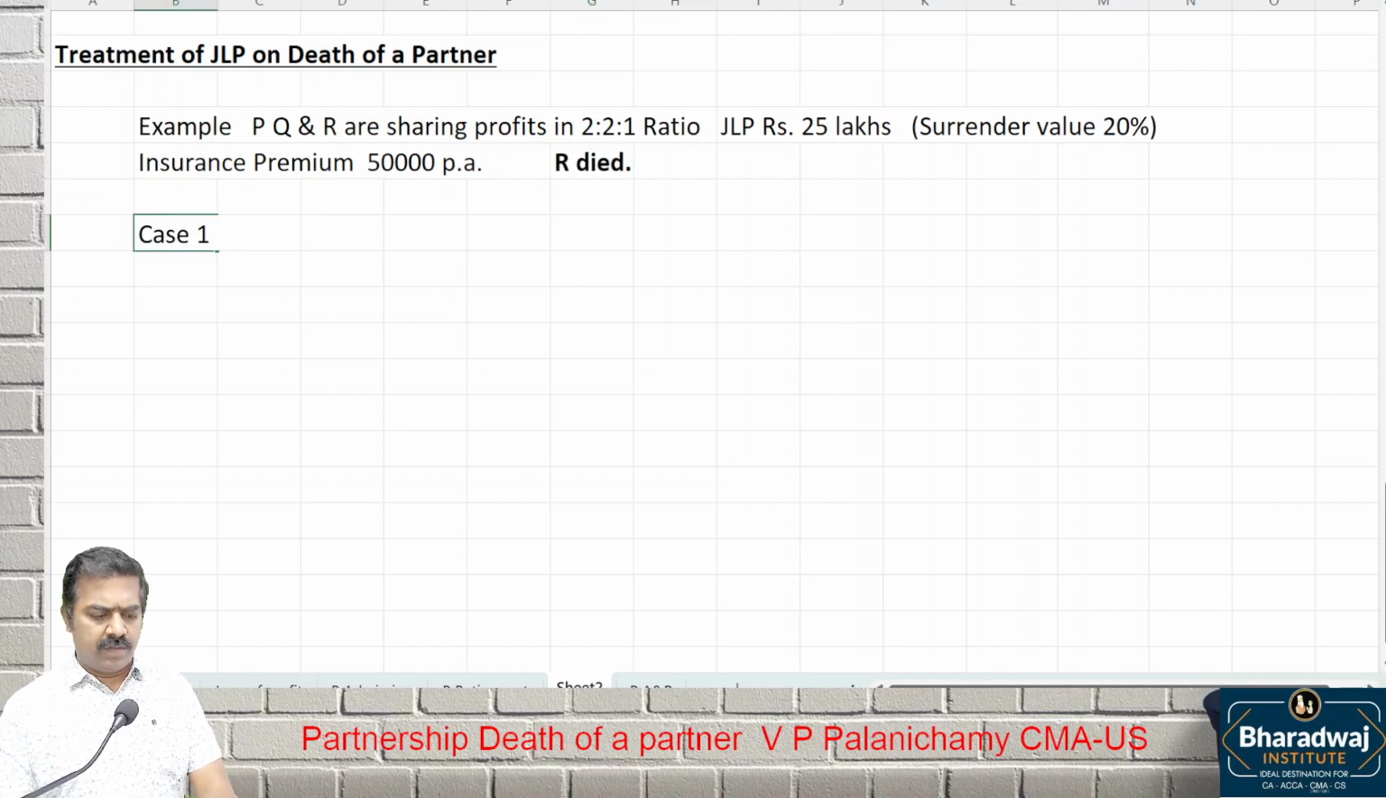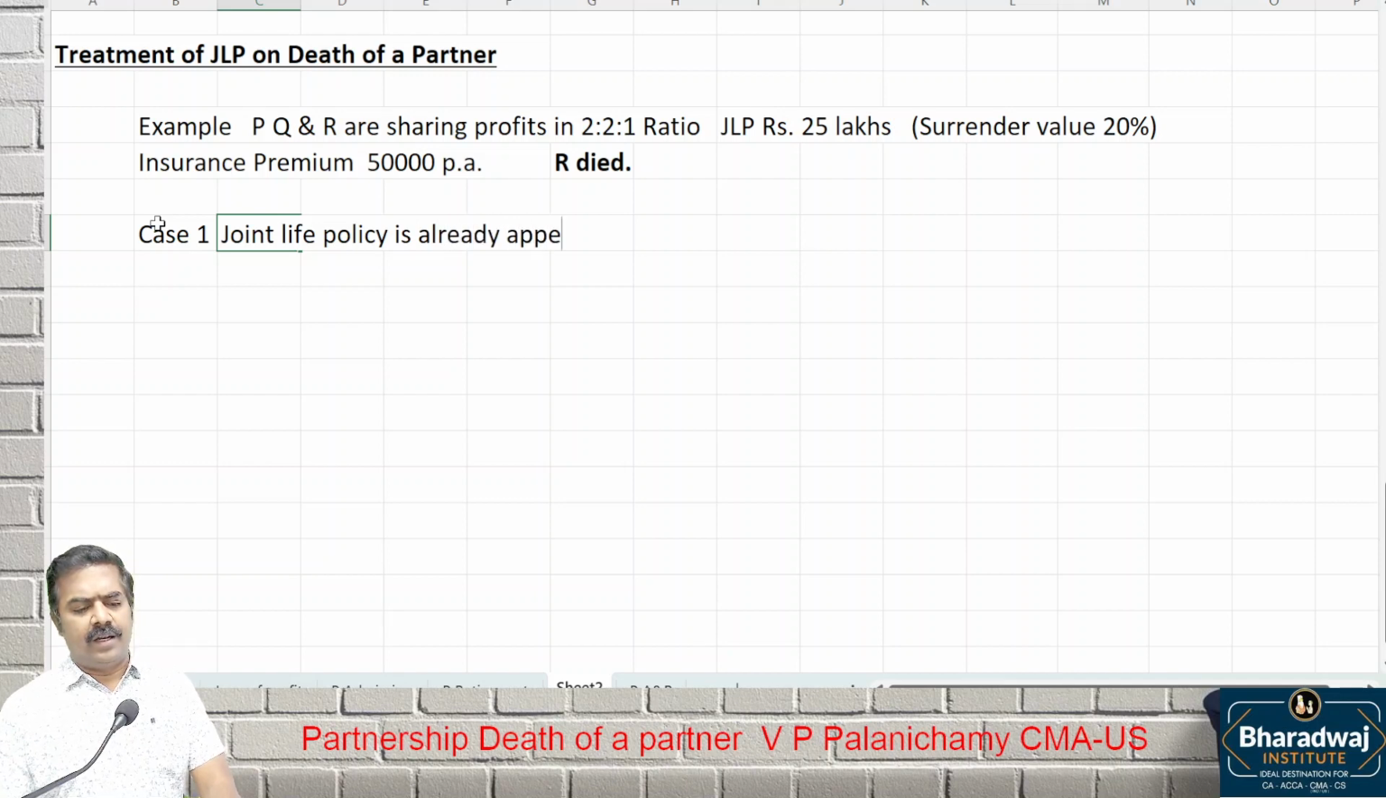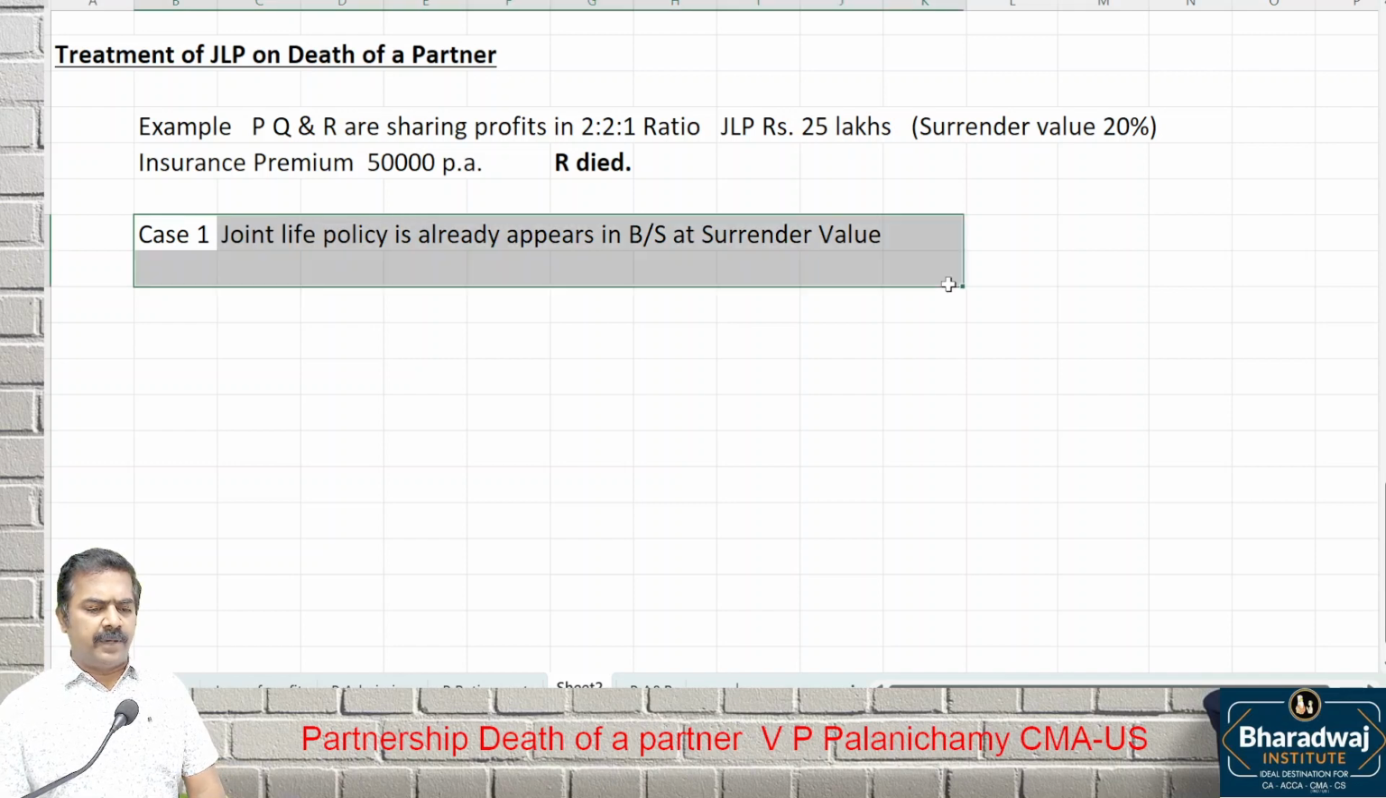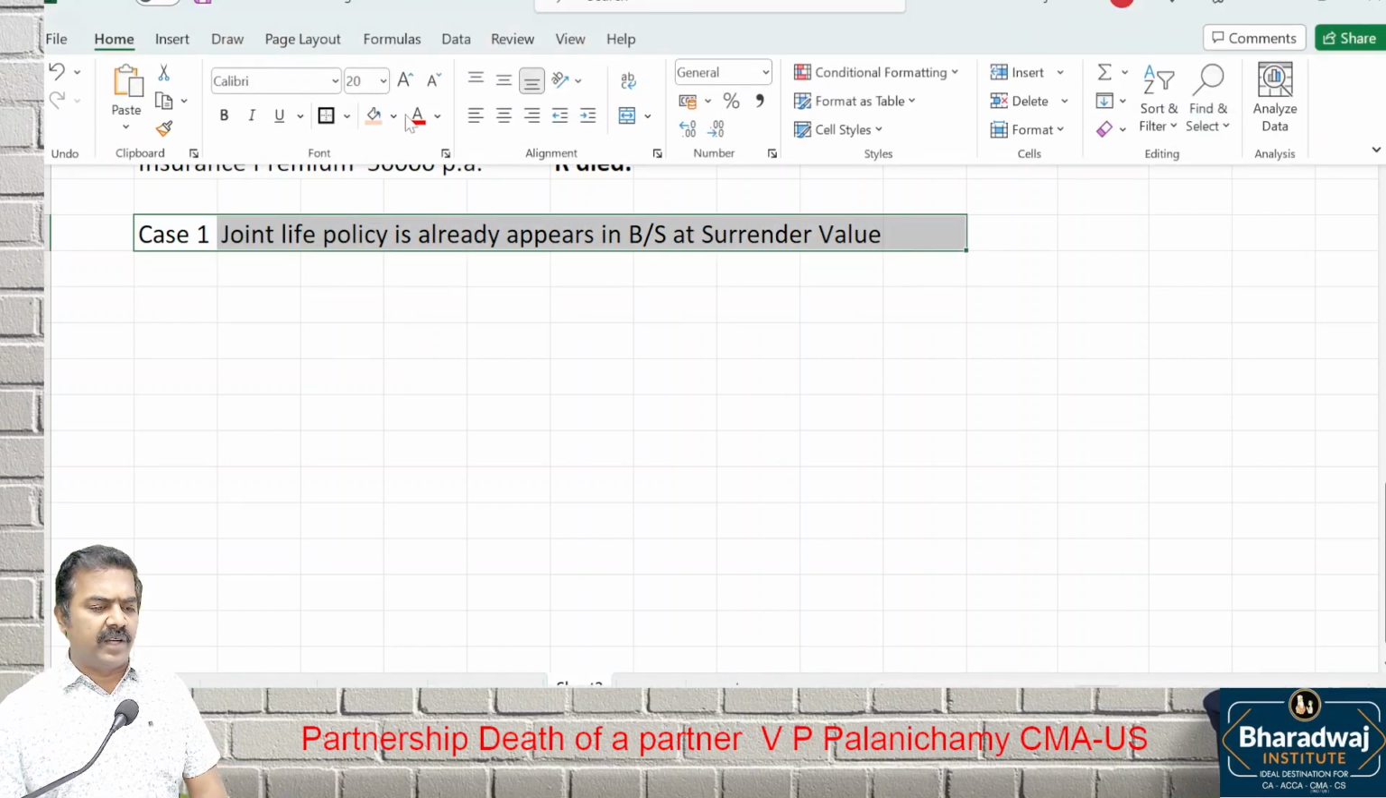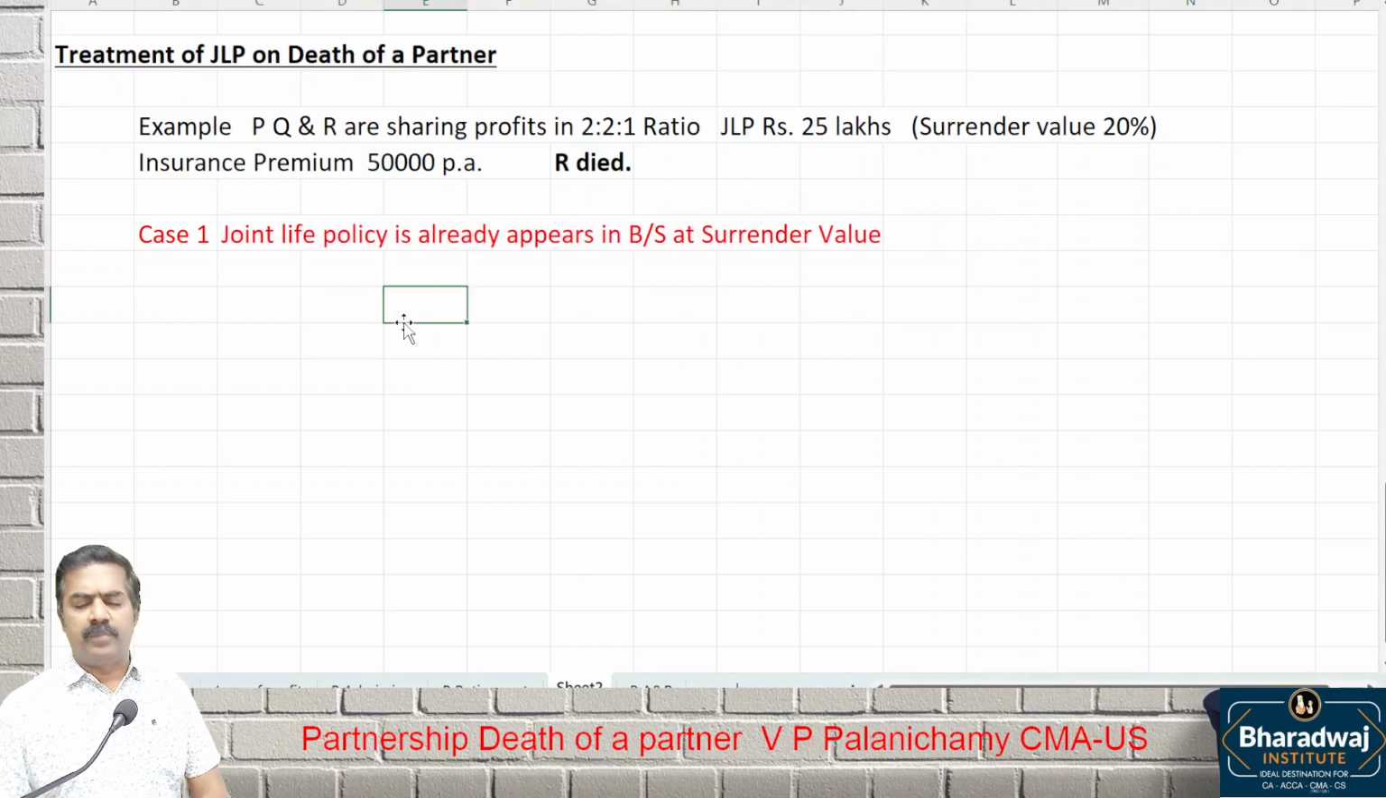Case 1. Joint life policy is already appearing in the balance sheet at surrender value. Joint life policy is appearing in the balance sheet already at what value? Surrender value. Balance sheet already we recorded which value? Surrender value.